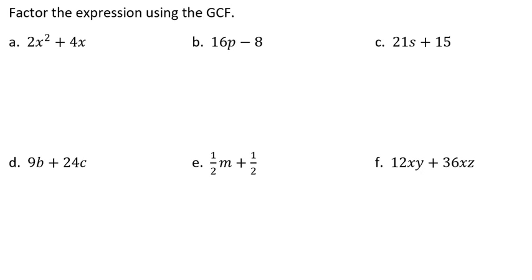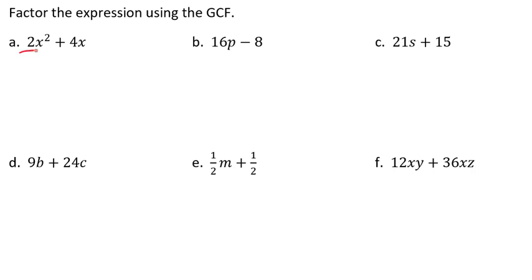In this video, we're going to practice factoring the expression by factoring out the greatest common factor. So let's take a look at this first example. Here, we have 2x squared plus 4x. So we want to know, what do both of these terms have in common? Meaning this term and this term.